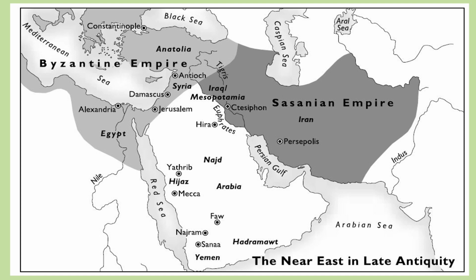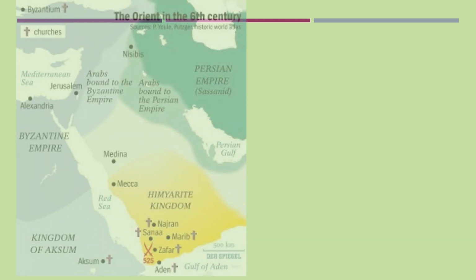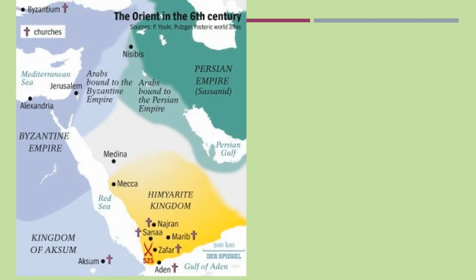What you can also see in this map is the Arabian Peninsula, the Persian Gulf, the Red Sea, and in the Arabian Peninsula, please pay attention to the cities of Mecca and Yathrib. We'll come back to this in a moment. Here again we have another version of the same map. Here we can also see that there were some Arab tribes and communities, some of them bound to the Byzantine Empire and others to the Persian Empire.